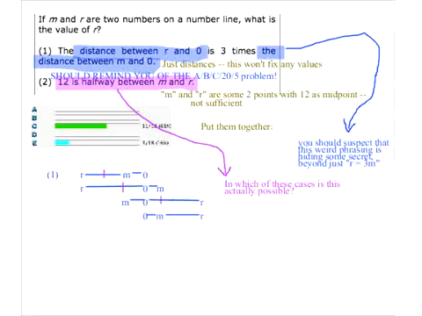This is positive, and this is positive. So we need this to be 12. So this case isn't going to work because that's negative. It can't be 12. And this case isn't going to work either because that's negative. It can't be 12.